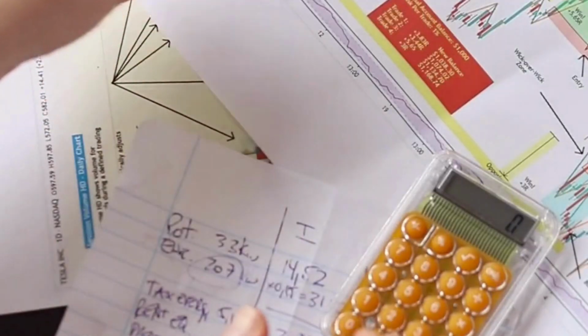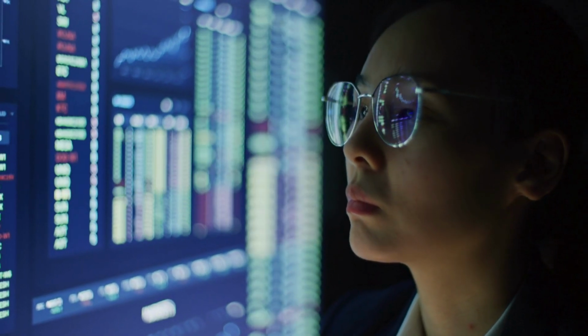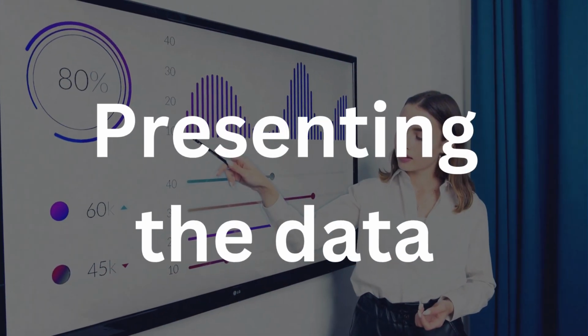What can a business do with inconsistent, scattered, fragmented data? The answer is get yourself a strong data analyst. A data analyst who specializes in collecting, cleaning, analyzing, and presenting the data.